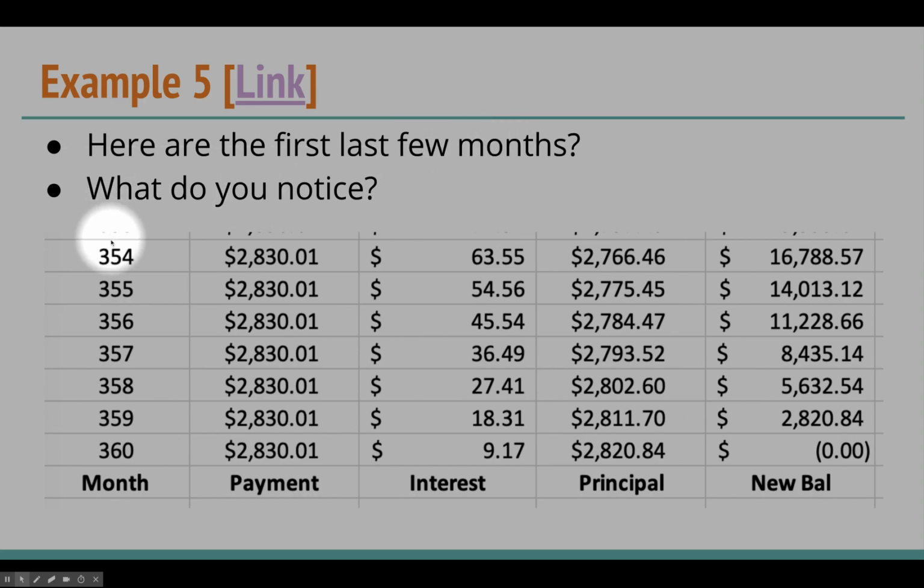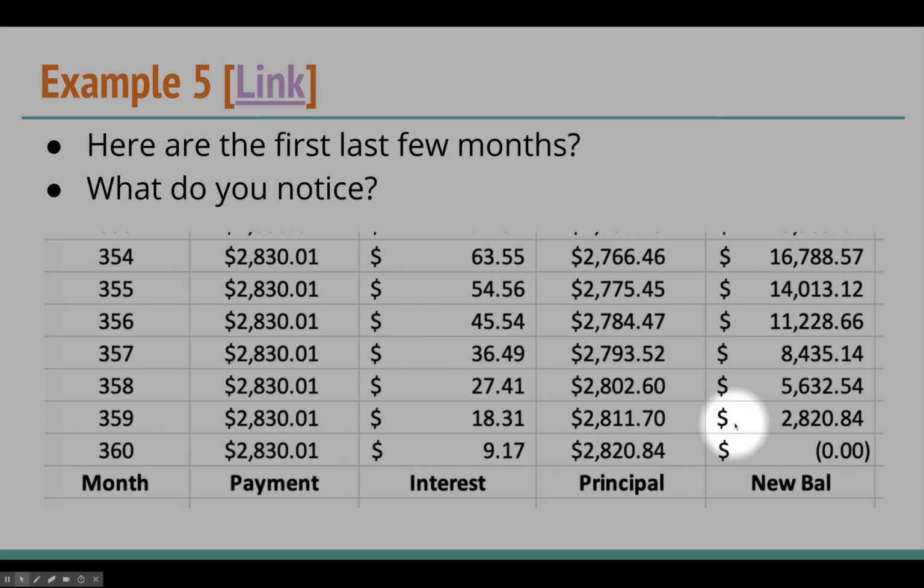Now I'm all the way down at the bottom of the list, so I'm at month 360. So remember, we had 30 years. 30 years times 12 months per year is 360 total loan payments. My loan payment is still constant at $2,830.01. But now notice the interest that I'm paying in that very last month is very low. It's only $9.17. And almost all of that very last payment is going to reduce the principal.